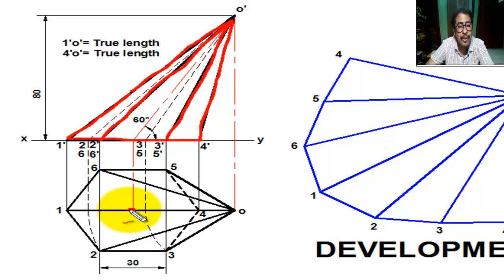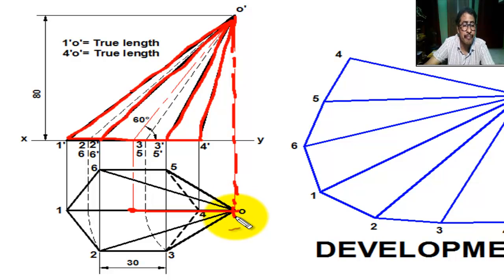This is the center of the hexagon. Draw the horizontal line, and from vertex O dash in front view, draw vertical projection line up to the horizontal line. It cuts at O. This is the vertex on top view.